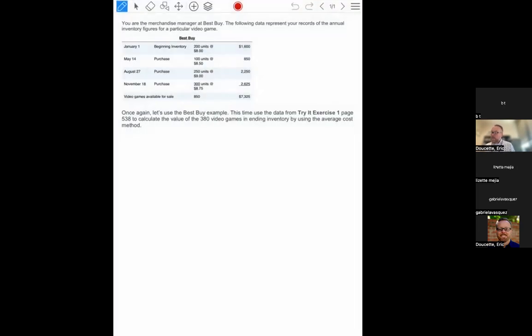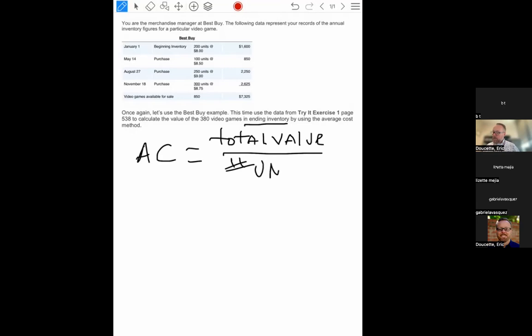All right. Once again, let's use the Best Buy example. This time use the data, try it exercise 1, page 538, same one. Calculate the value of 380 video games in ending inventory by using the average cost method. Now in your formula page, there is the average cost formula, but I'll just do average cost equals total value divided by the number of units you have in inventory.